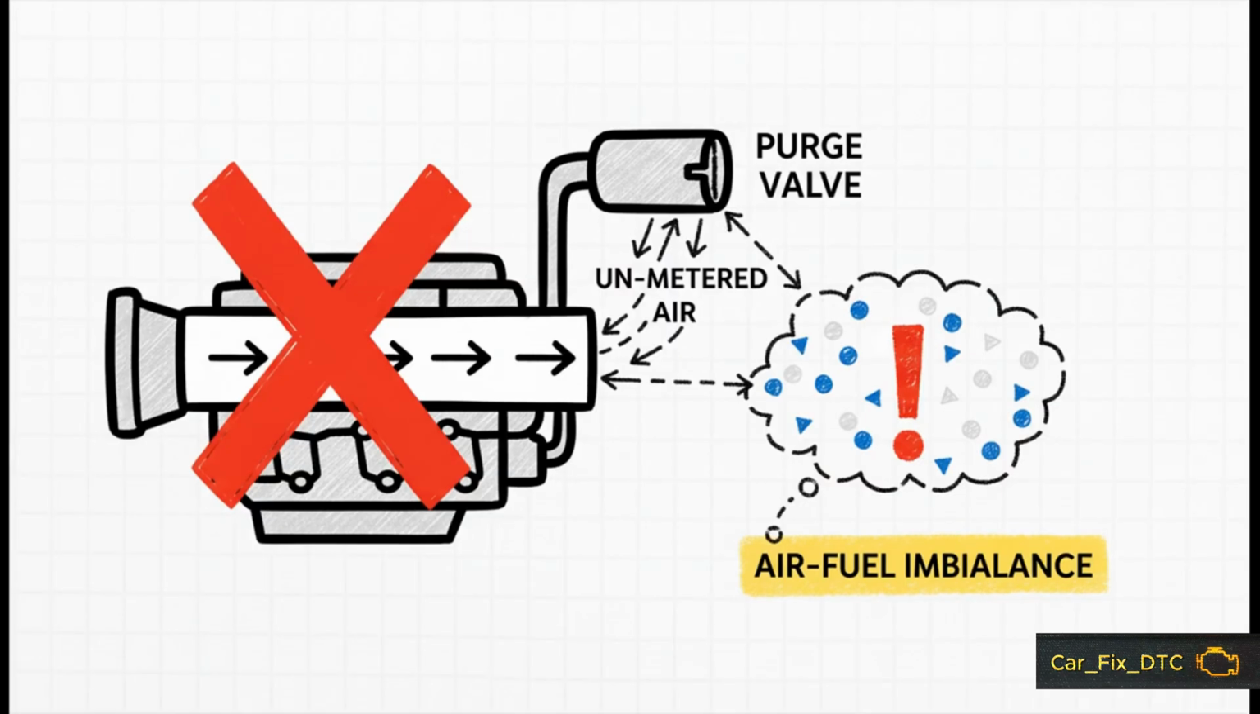And our final suspect is the evap purge valve. This is part of your car's emission system, and it's supposed to manage fuel vapors. But if it gets stuck open, it can let in a bunch of extra air that the engine's computer has no idea about. This unmetered air just throws that delicate air-fuel balance completely out of whack.